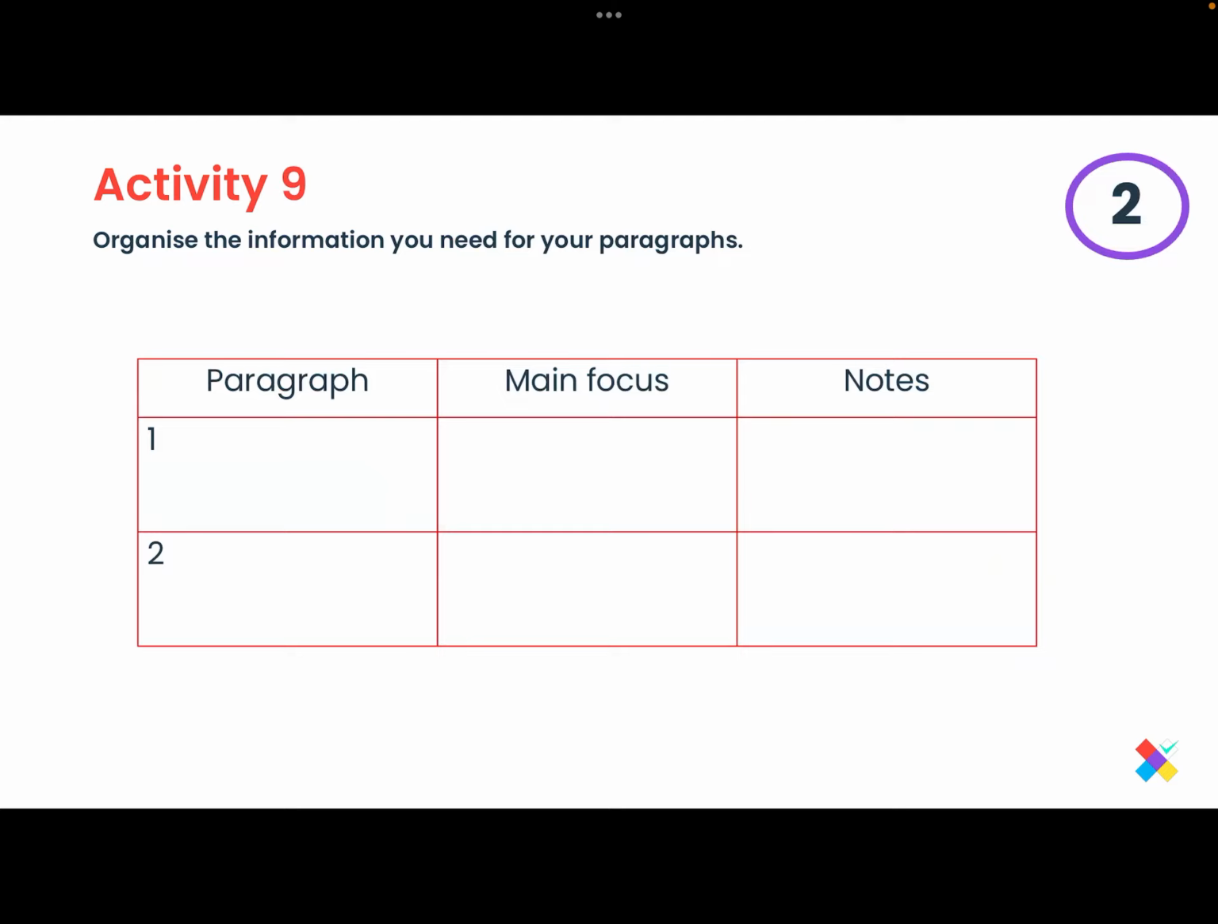All right, and now in the very last activity, what I would like you to do is to organize the information you need for your paragraphs. You've got 2 minutes. But I want you to organize only the information for the body paragraphs where you have to make comparisons. So you're going to write what your first paragraph is going to be, what your main focus is going to be, and then the notes. And then you do the same thing for the second one. And then you're done. I'm going to be out of your hair. All right? 2 minutes for this one. Here we go.